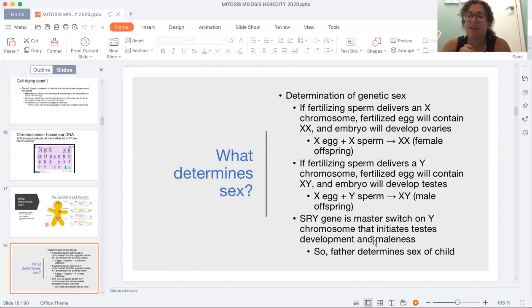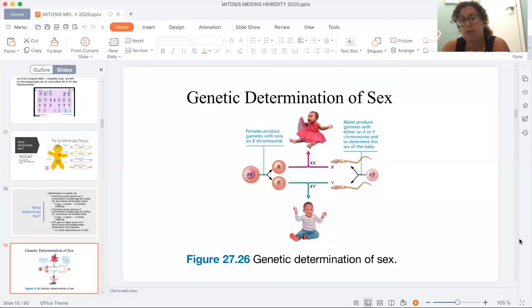All right. With that being said, when an X from the egg and an X from a sperm come together, we have an XX, and that's a female offspring. When an X and a Y come together, it's a male offspring. There's an SRY gene, which is the master switch on the Y chromosome. That gene is responsible for testes development, for what we call biological maleness. So the father determines the sex of the child, in a nutshell.